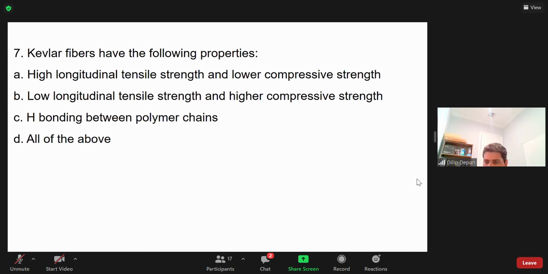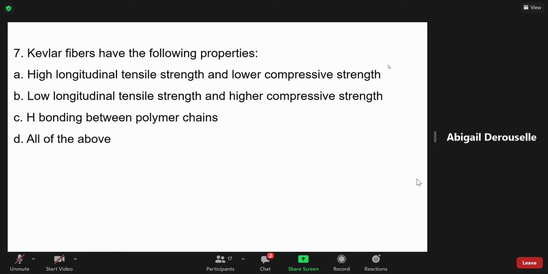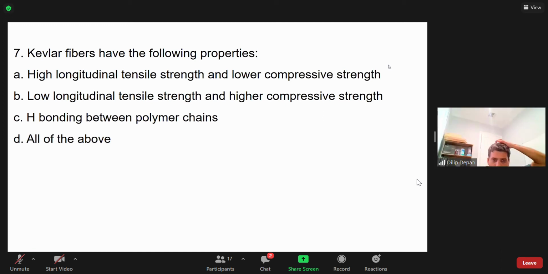Okay, next question. Abigail, Kevlar fibers have the following properties: A, high longitudinal tensile strength and lower compressive strength; B, low longitudinal tensile strength and higher compressive strength; C, hydrogen bonding between polymer chains; or D, all of the above. Is it A? It is A. They have high longitudinal tensile strength and lower compressive strength.